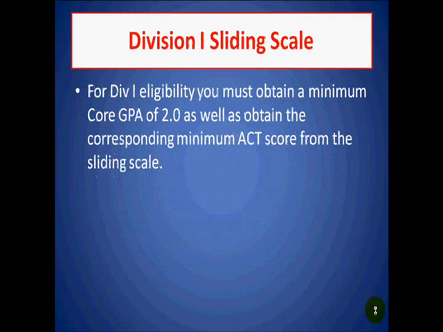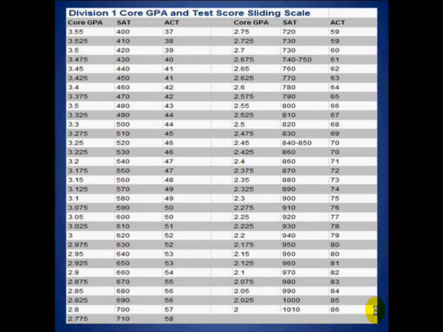I talked to you earlier about the Division I sliding scale. Division II, you must make a 2.0 and a 17 on the ACT. Division I is different. The higher your ACT, the lower your GPA can be, and the higher your GPA, the lower your ACT can be. But of course, your GPA cannot go below the 2.0. For Division I eligibility, you must obtain a minimum core GPA of 2.0 as well as obtain the corresponding minimum ACT score from the sliding scale. Here is a look at that sliding scale.